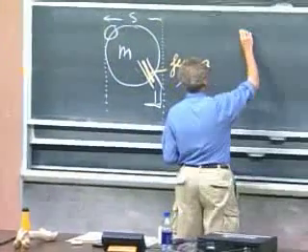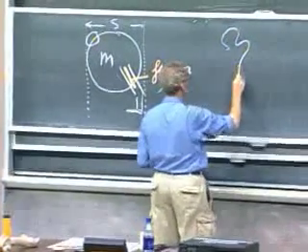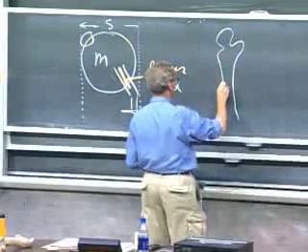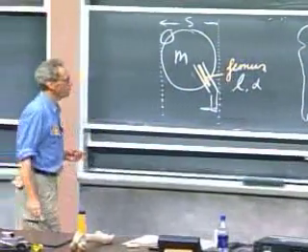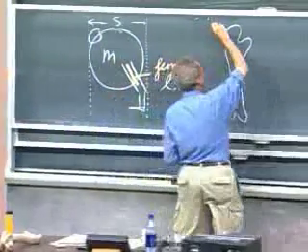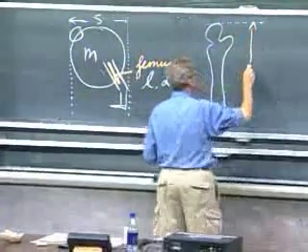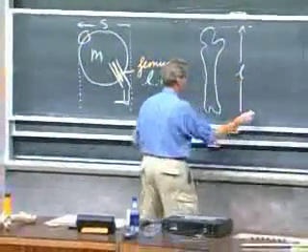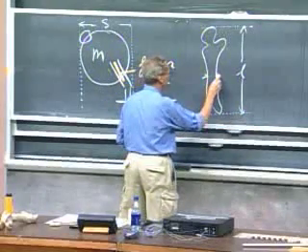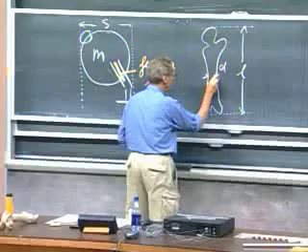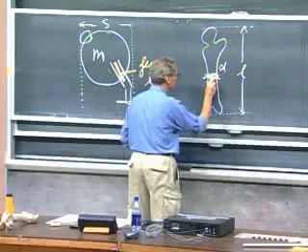Here is a femur. This is what a femur approximately looks like. So this would be the length of the femur, and this would be the thickness, D. And this would be the cross-sectional area, A.